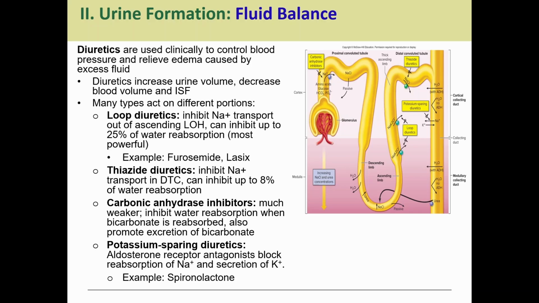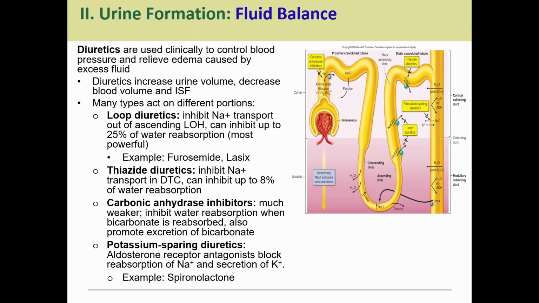So we have loop diuretics. They're going to inhibit sodium transport in the loop of Henle. This can inhibit up to 25% of your water reabsorption. So these are very powerful. So you're going to end up with a lot of water being left in the urine. Thiazide diuretics will inhibit sodium transport in the distal convoluted tubule. So this is going to be a little less powerful. Carbonic anhydrase inhibitors are weaker. They're going to inhibit water reabsorption when bicarbonate's reabsorbed. And we also will get rid of bicarbonate.